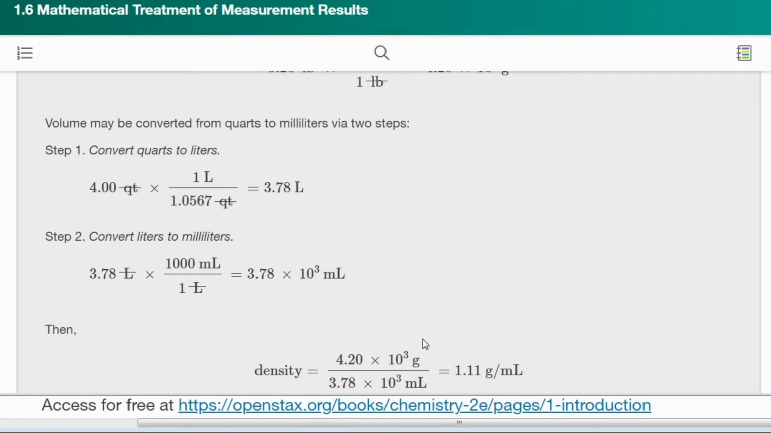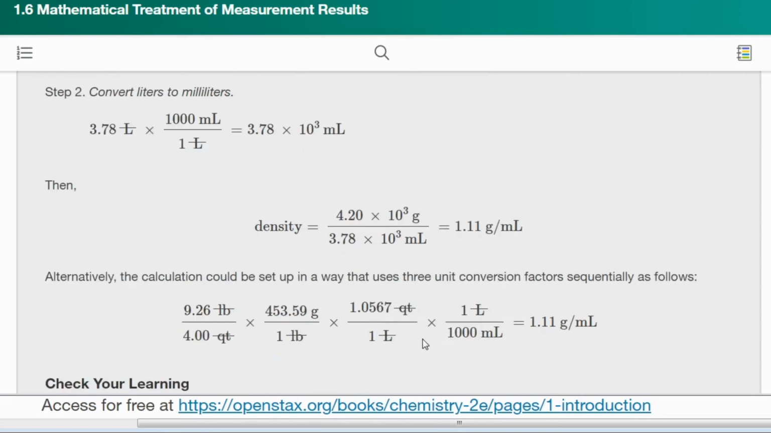In the old days of having a blackboard, you could actually see everything laid out. Now alternatively, it says here, the calculation could be set up in a way that uses 3 unit conversion factors sequentially as follows. If you want to do this all at once, it is certainly possible. You just throw the conversion factors in one at a time. This is more conventionally how it might be done, but it does help to be able to break it down in steps.